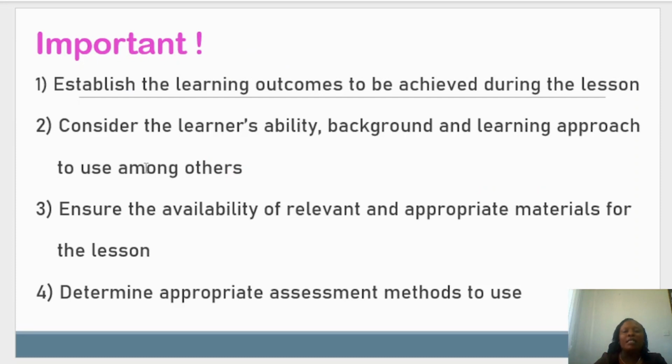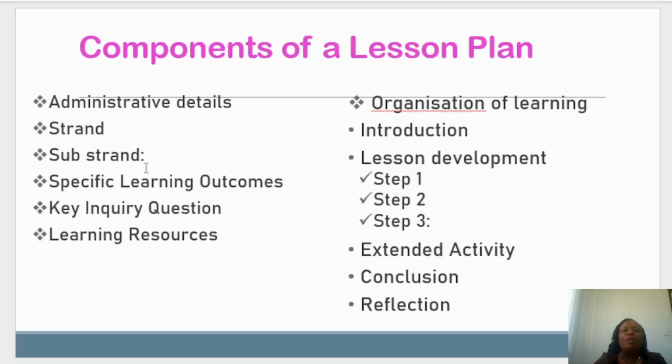Of importance, establish the learning outcomes to be achieved during the lesson. Consider the learner's ability, background, and learning approach to use, among others. Ensure the availability of relevant or appropriate learning materials, and then determine the appropriate assessment methods that you can use. We discussed that earlier.